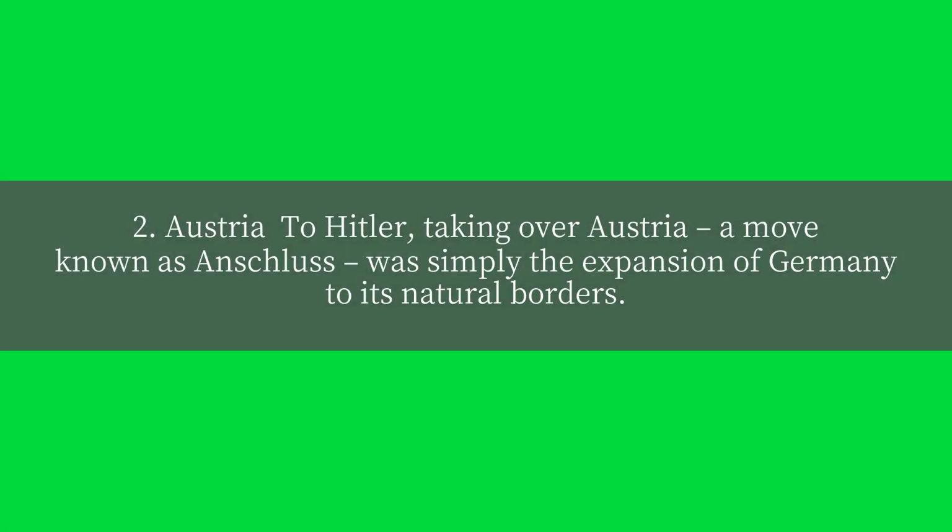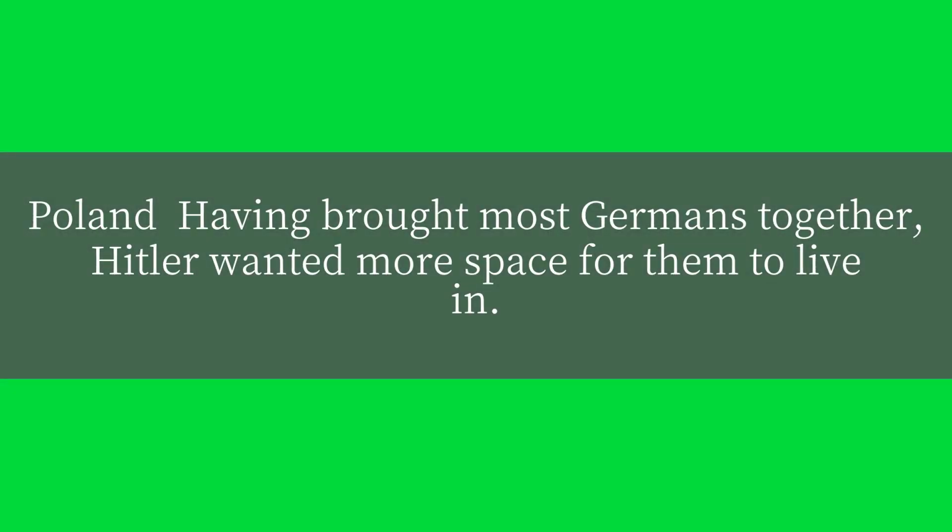2. Austria. To Hitler, taking over Austria, a move known as Anschluss, was simply the expansion of Germany to its natural borders. 3. Poland. Having brought most Germans together, Hitler wanted more space for them to live in.